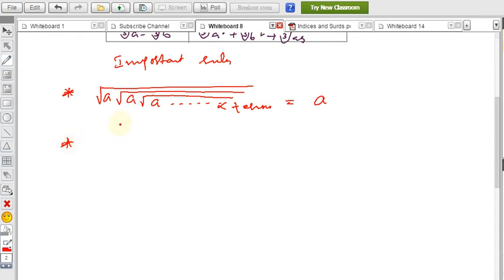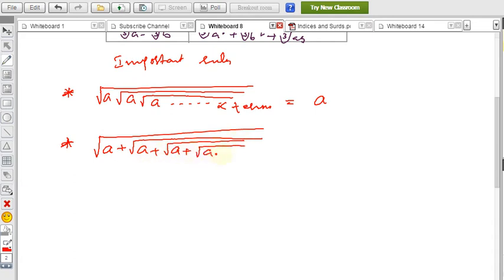Similarly, plus or minus, if they give square root of a plus square root of a plus square root of a plus square root of a plus and so on, infinity terms, then the answer is 1 plus square root of 4a plus 1, by 2.